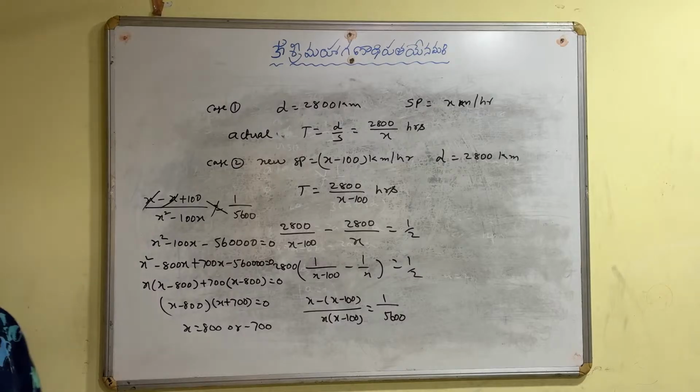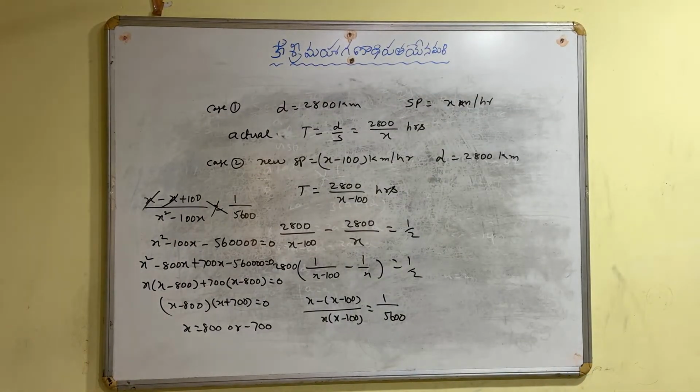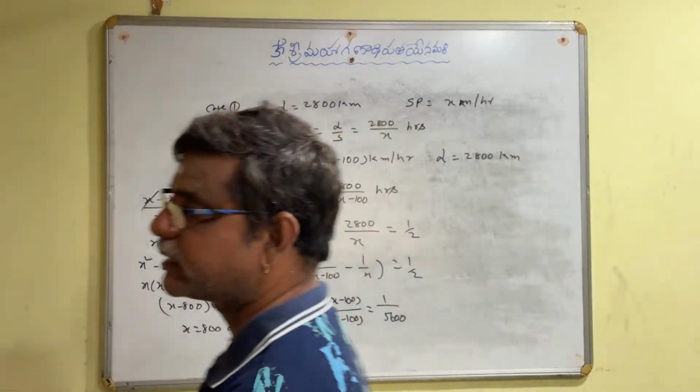Okay, but speed will not be in negatives. So speed of the flight will be 800 kilometers per hour.